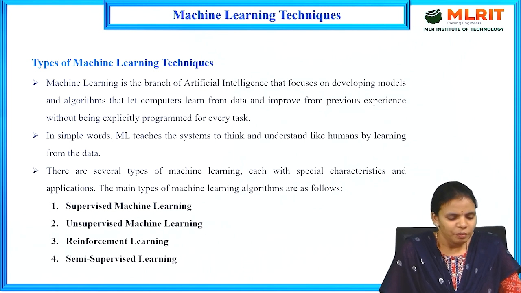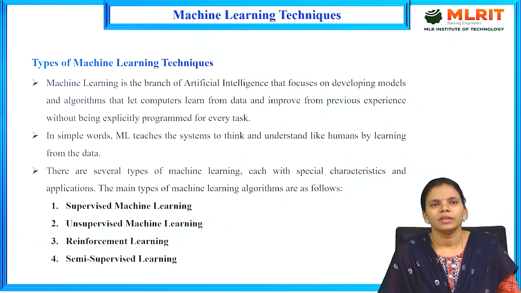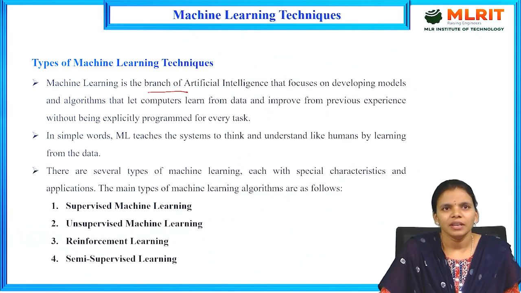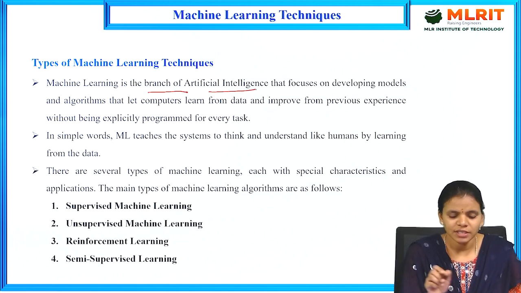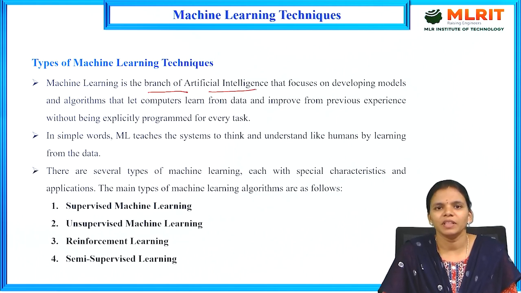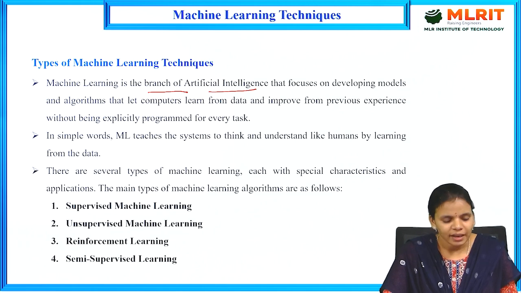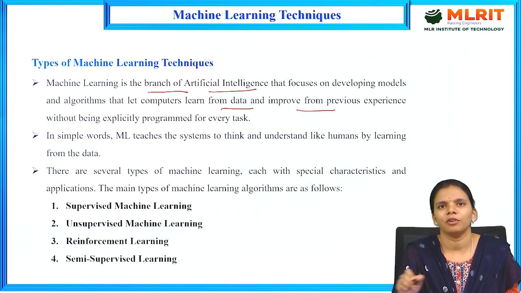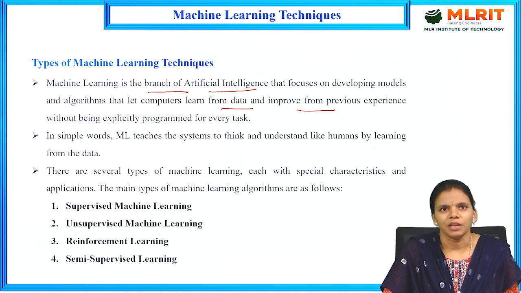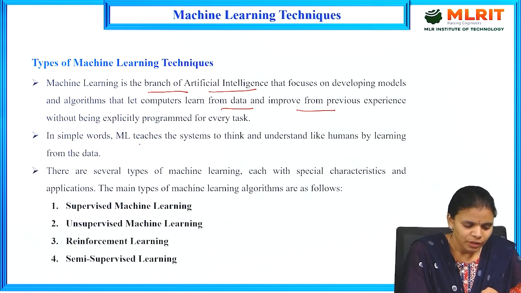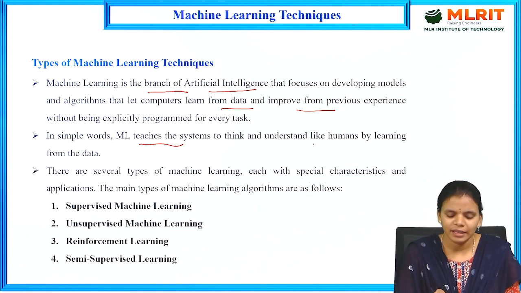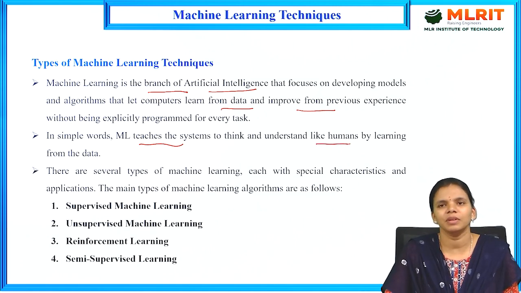Before explaining the types of machine learning techniques, we know that machine learning is a branch of artificial intelligence that mainly focuses on developing models and algorithms, and lets computer systems learn from the data and improve their performance based on previous experience. In simple words, machine learning teaches the system to think and understand like a human being by learning from previous data and previous experience.